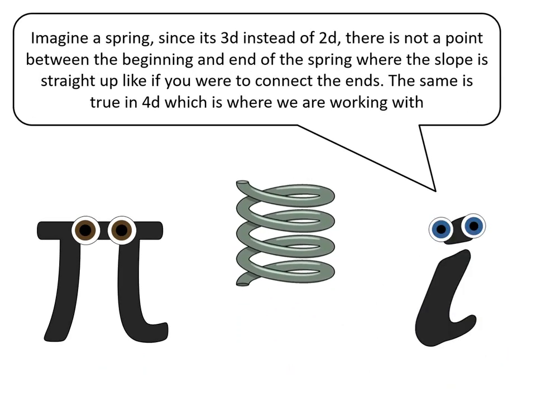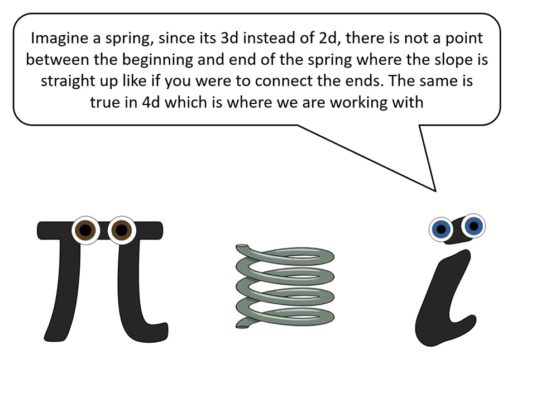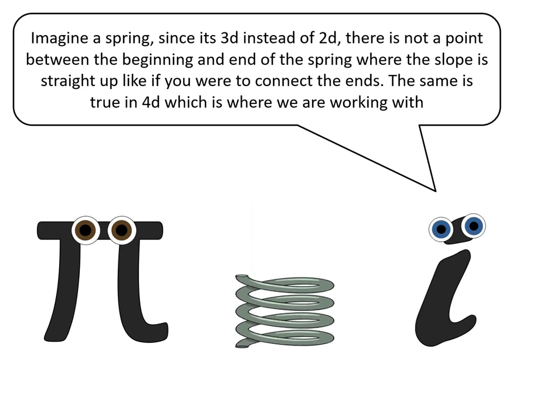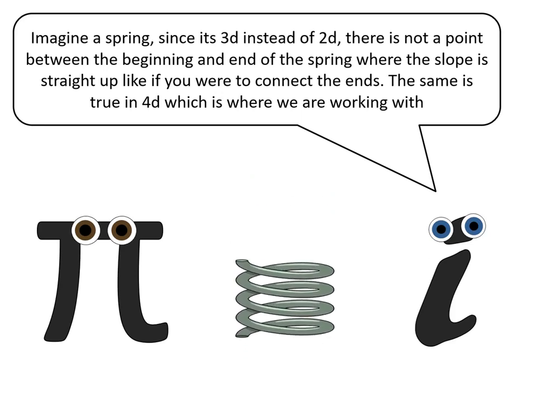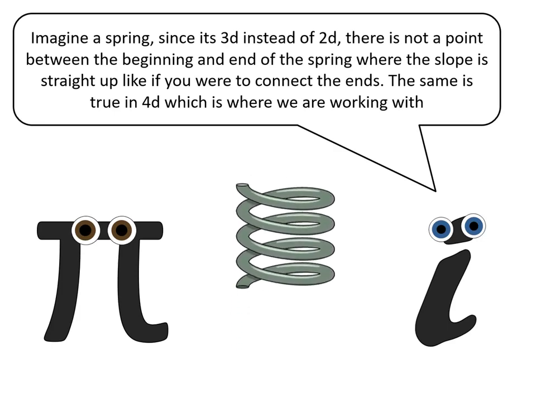Well, why? Well, imagine a spring. Since it's 3D instead of 2D, there's not a point between the beginning and end of the spring where the slope is straight up, like if you were to connect the ends. The same is true in 4D, which is what we were working with.